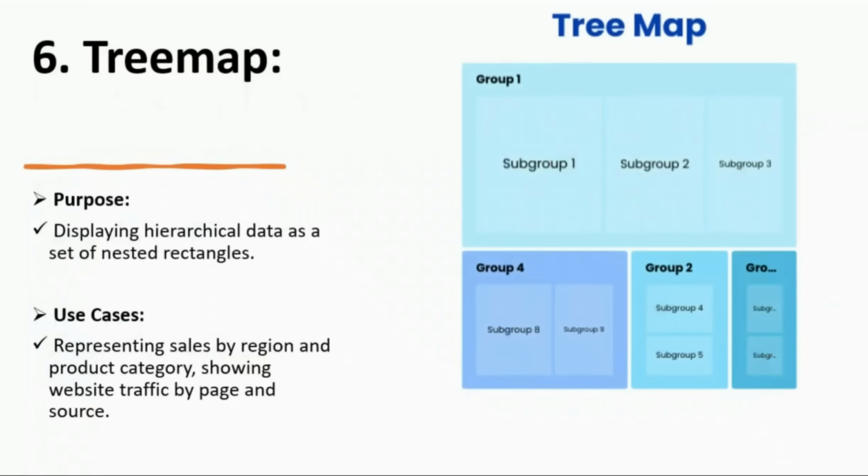Next is the tree map. You want to display hierarchical data, which is in the form of nested rectangles. This type of chart is a group that is divided into subgroups. This is a proper tree map. It can represent sales data product-wise, region-wise, or website traffic by page or by source that you want to analyze. So the tree map would be the better option for visualization purposes.